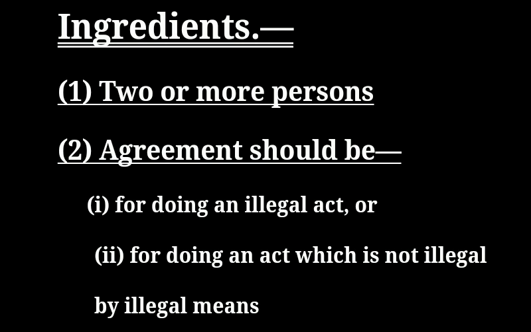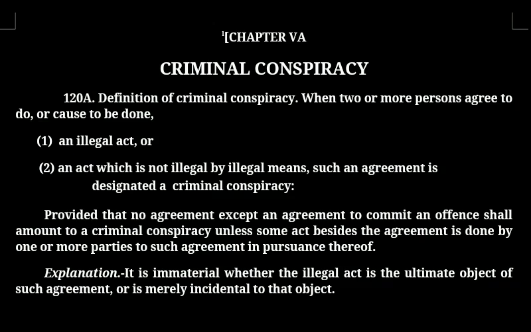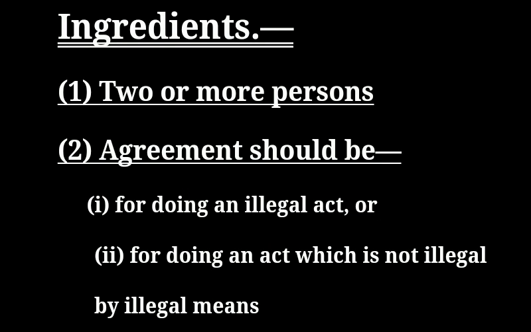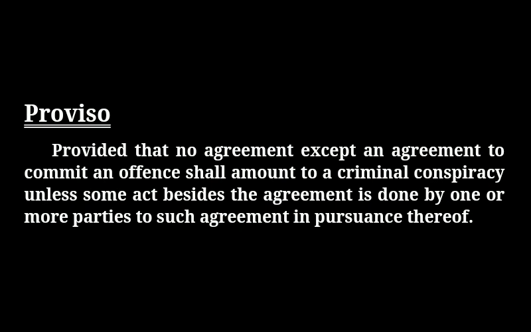In this part, the object of the agreement is not illegal, but the ways and means employed for achieving that object are illegal. For example, two persons agree to sell medicine, but without proper certificate and license from the concerned authority. Selling medicine is not an offense itself, but the means they adopt, that is, selling without certificate and license, is illegal.